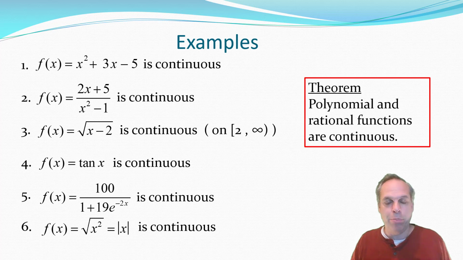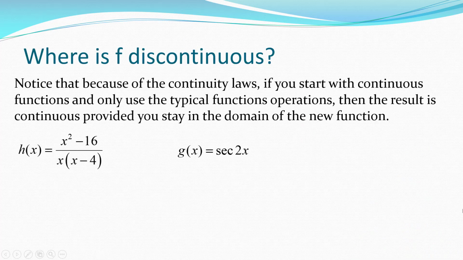What you were doing back then in pre-calc was finding the discontinuities and figuring out what should happen around that discontinuity. So you might notice that because of the continuity laws, if you start with continuous functions and only use the typical operations that you use with functions, then the result is continuous, provided that you stay within the domain of the new function. So for this function, h of x equals x squared minus 16 over x times x minus 4, I might want to know where is it discontinuous. Well, pretty much just look outside its domain. That function then is automatically discontinuous where x is 0 and where x is 4.